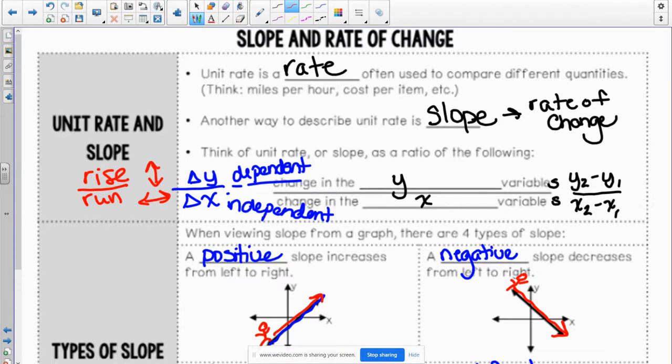I always make the joke, why do I have to rise in the morning? Most people think that. They're not morning people. And then you always run from your x.